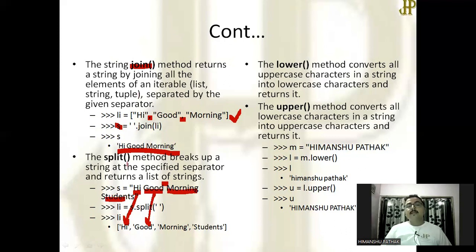So join and split methods are very useful whenever you make any program. Other than this, there are some more methods, that is lower and upper, as the name suggests. The lower method converts all the strings into lowercase, whereas the upper method converts all the characters into capital letters. Here you can see that Himanshu Pathak and all the characters are in capital letters.